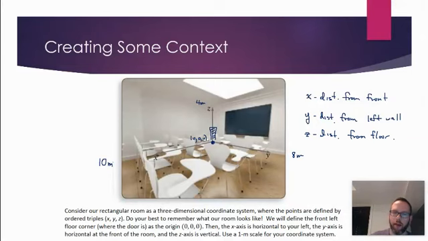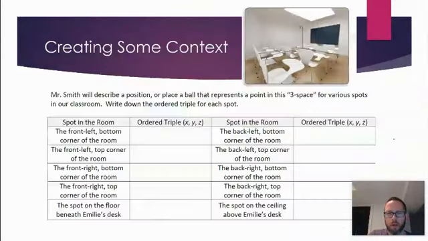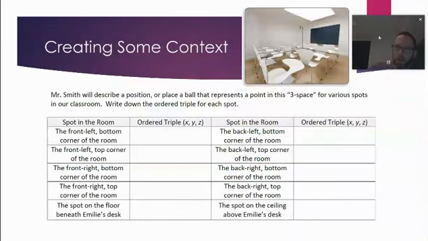Having set all that up, and hopefully you can visualize our room, let's try a couple. I've got a smaller visual of that at the top. I have some positions here, and normally I have some spots for random points, and I walk around with a tennis ball and place it there. That's not going to work here. So, what is the ordered triple for each spot?